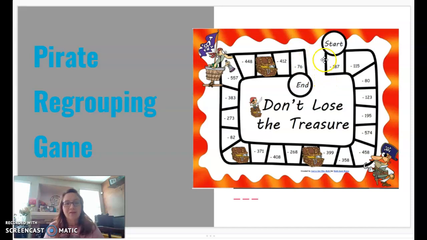This looked really fun. They start with 1,000, and then they subtract. They roll a dice, they subtract. If they get 3, they subtract 80. And then if they land on a treasure chest, they actually get to add 1,000 to their score. So there's a score sheet, a recording sheet that's included with this.